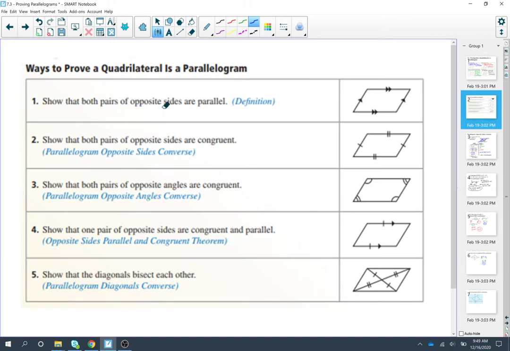we can show that both pairs of opposite sides are parallel. We can show that both pairs of opposite sides are congruent. We can show that both pairs of opposite angles are congruent. We can show that one pair of opposite sides are congruent and parallel, or we can show that the diagonals bisect each other.